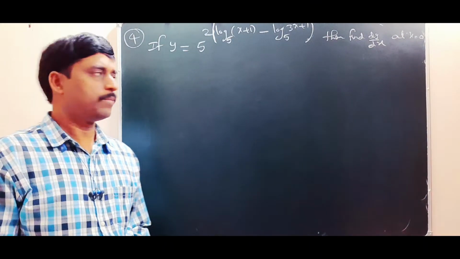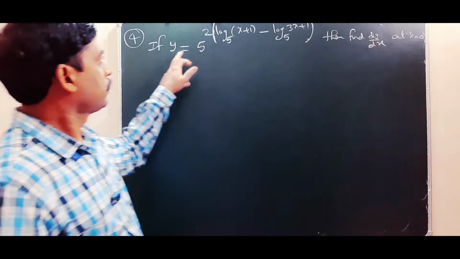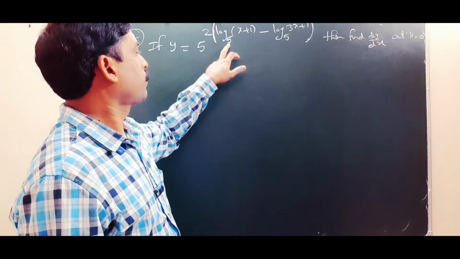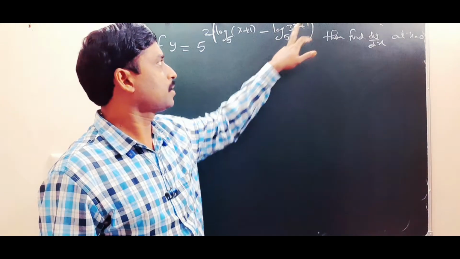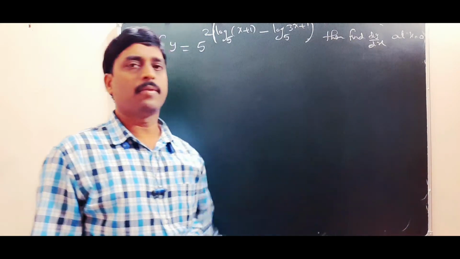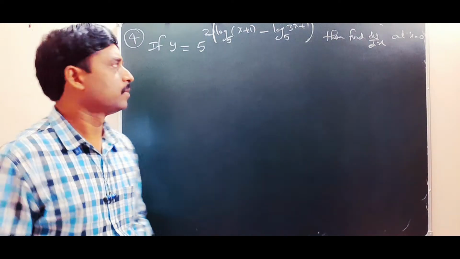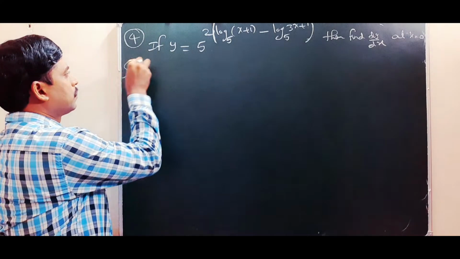Let us go to the next problem. The y value is given as 5 to the power 2 times log of (x plus 1) base 5 minus log of (3x plus 1) base 5. Then we have to find dy by dx at x is equal to 0. Okay. So what is given?